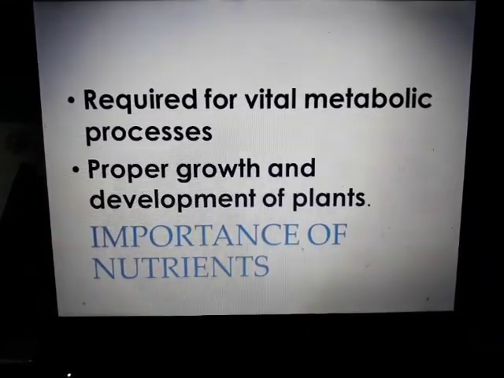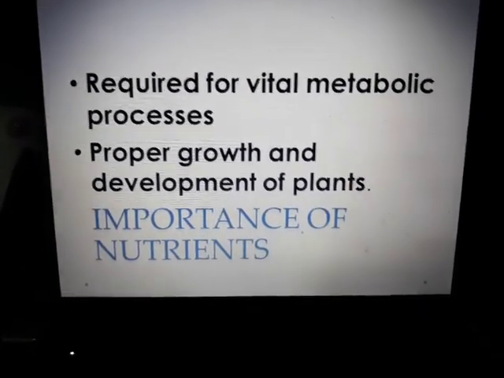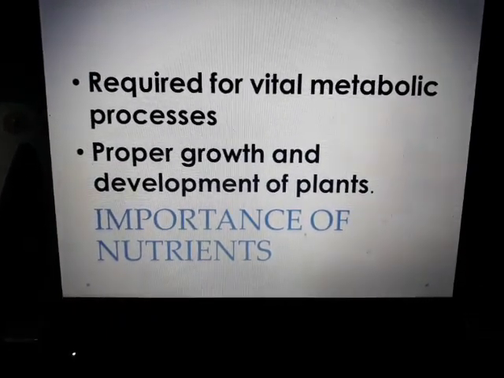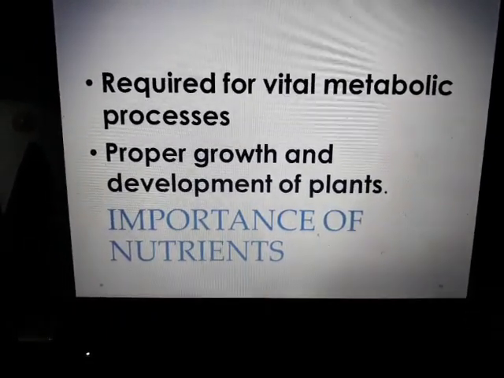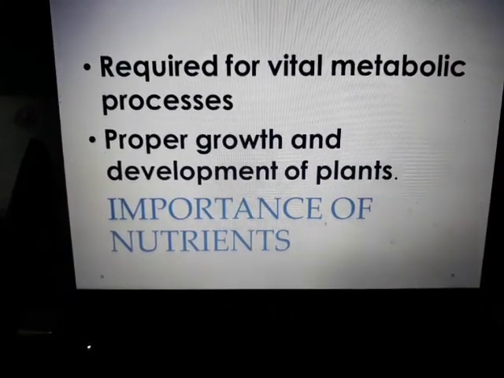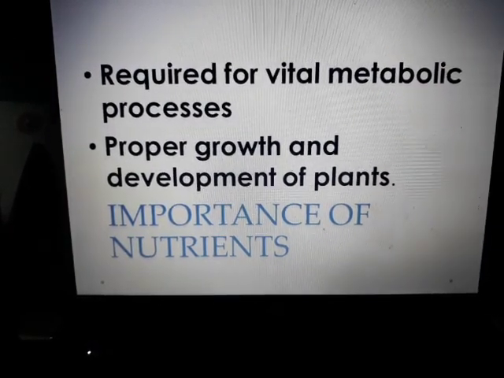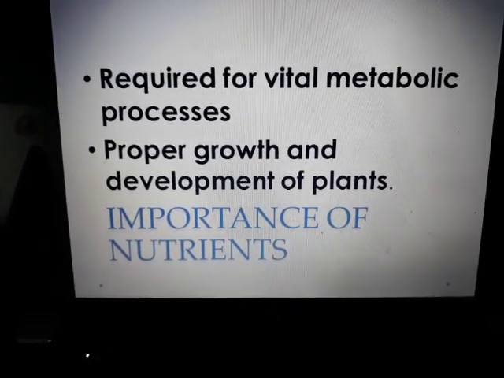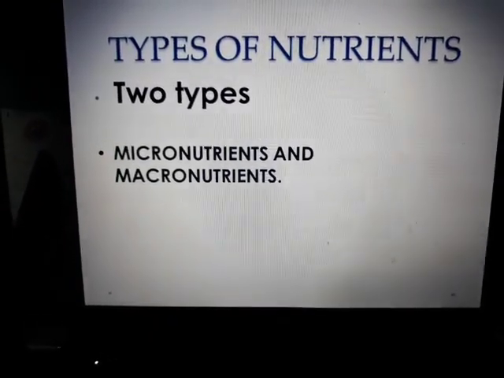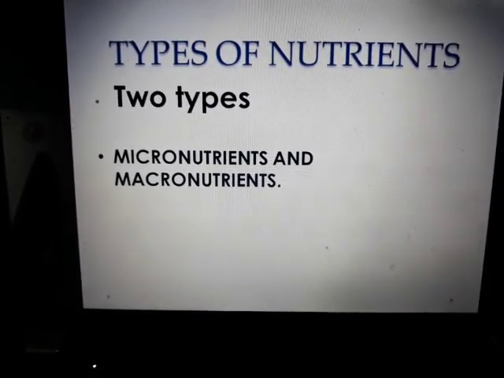So, what is the importance of the nutrients? It is required for all the vital metabolic processes like digestion, respiration. Then it is required for proper growth and development of plant. Just like we human beings, you children require all the proper amounts of the vitamins, minerals, carbohydrates, proteins. Same goes for the plants. Then what are the types of nutrients? There are two types, like I said, micro and macronutrients.